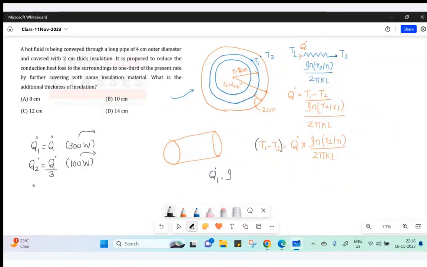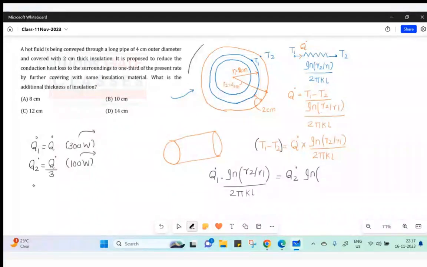So for case 1, Q1 times ln(R2/R1) by 2 pi kL is equal to Q2 times ln of the new ratio. Now, what is being asked? I have to add more insulation. When I add more insulation, my outer radius is R. So I get ln(R/R1) upon 2 pi kL. Because the insulation is the same material, k and these other things get cancelled.